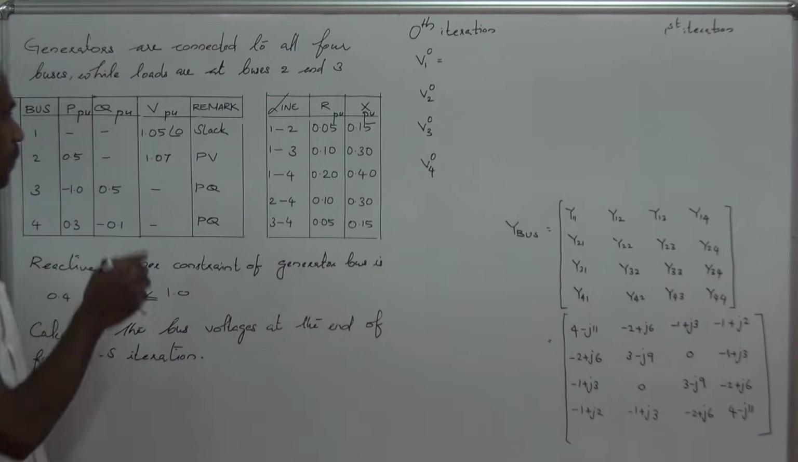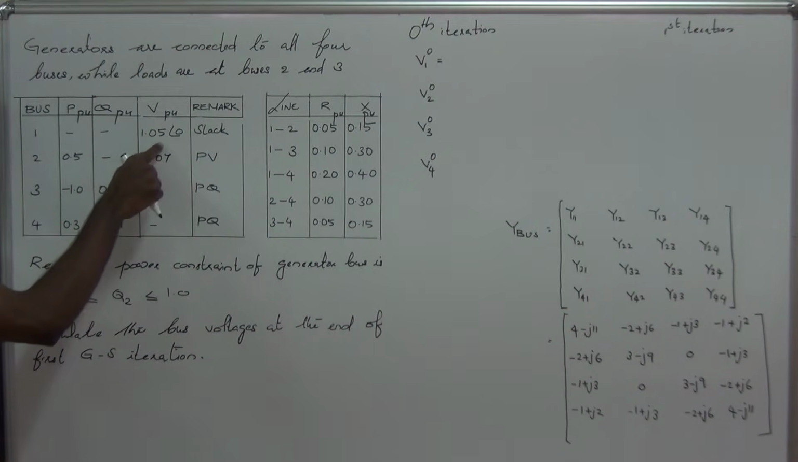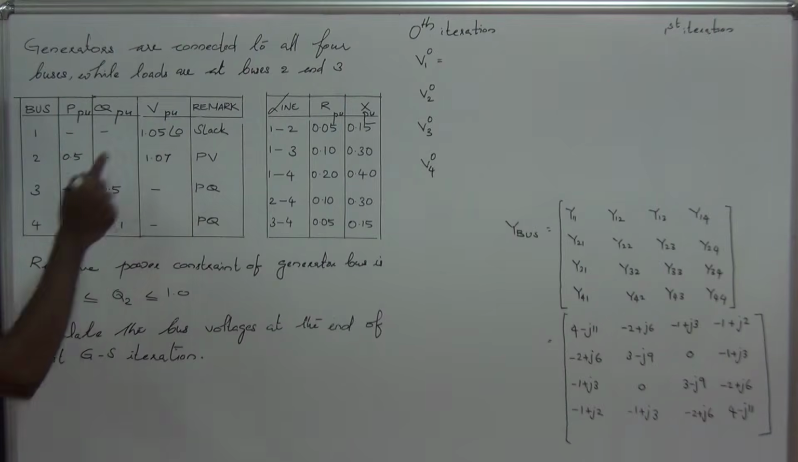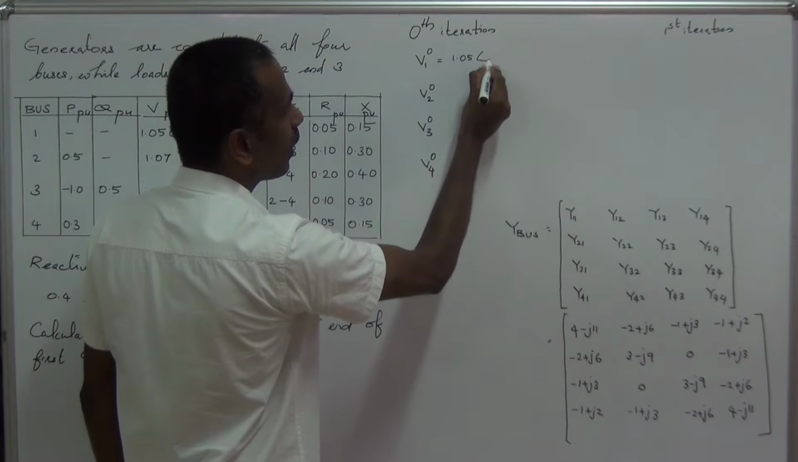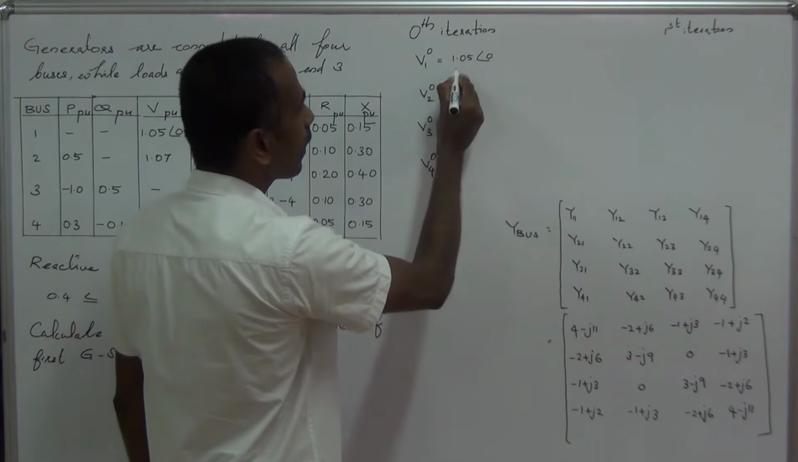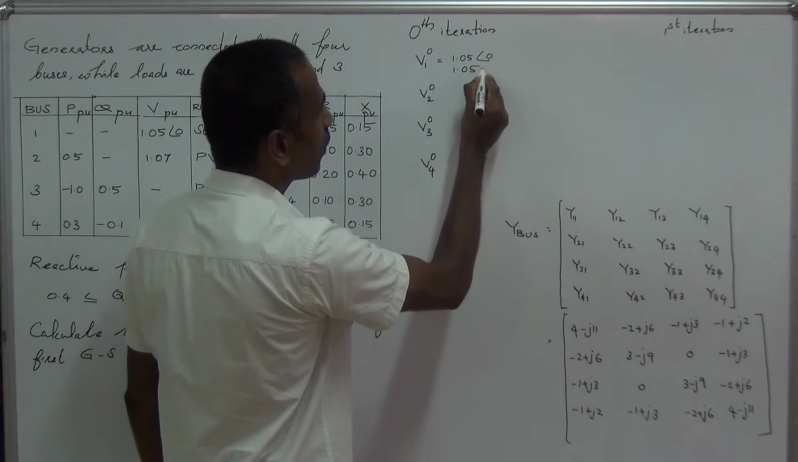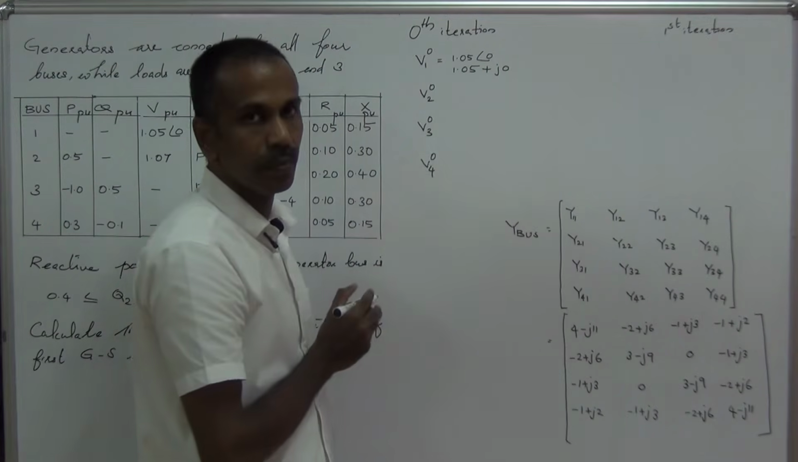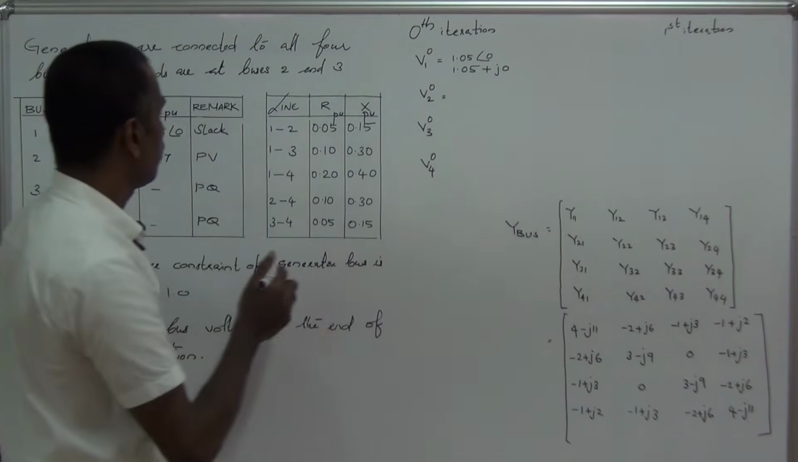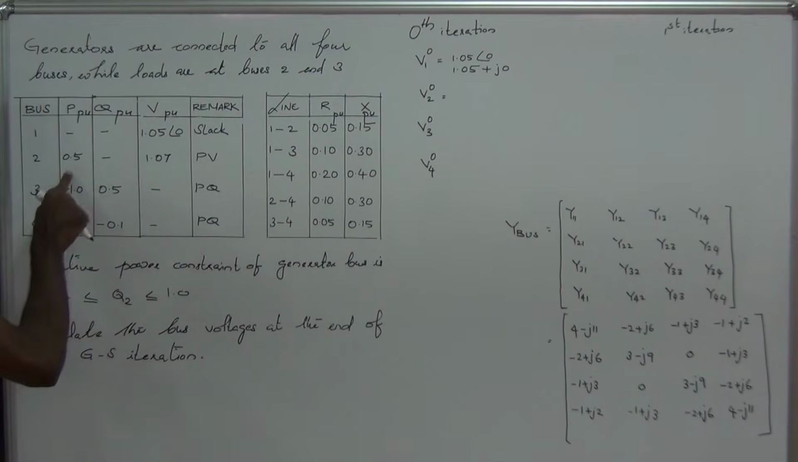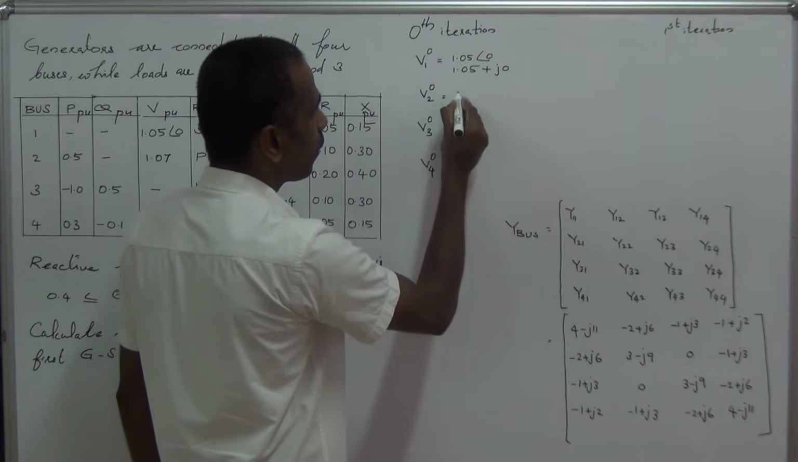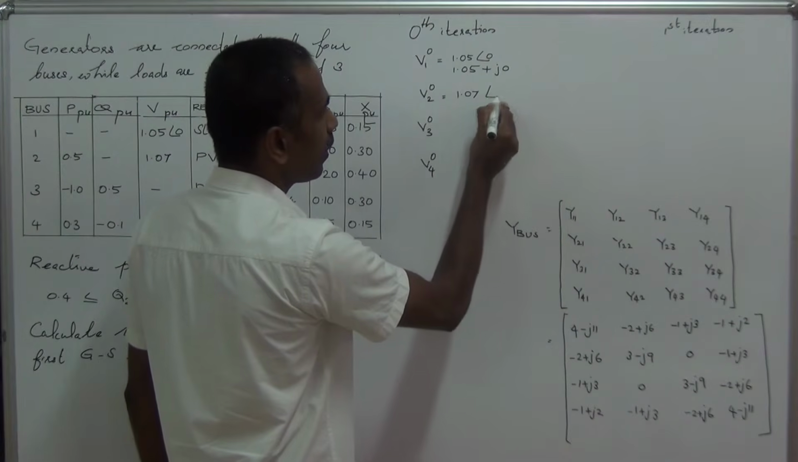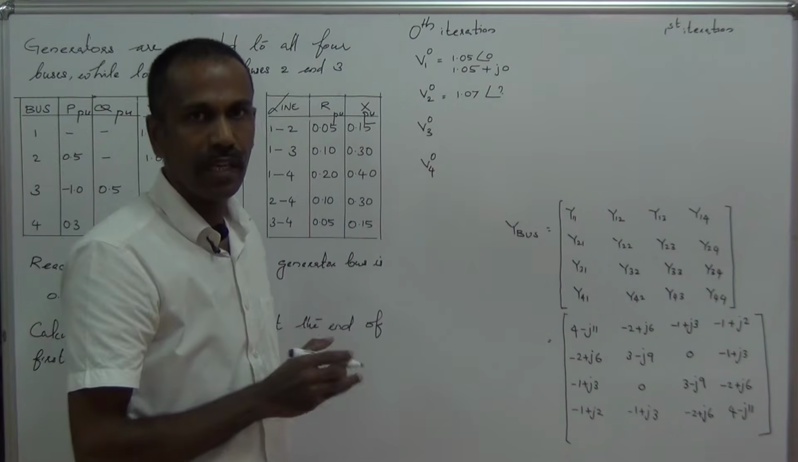What is V1(0)? The first bus is a slack bus, so both magnitude and angle of bus voltage are specified. So it is 1.05 angle 0, or you can write this as 1.05 plus j0. What is the second bus? This is a PV bus, so P and V are specified. The magnitude of bus voltage is 1.07. Angle is not given in the question. We have to find out the angle.